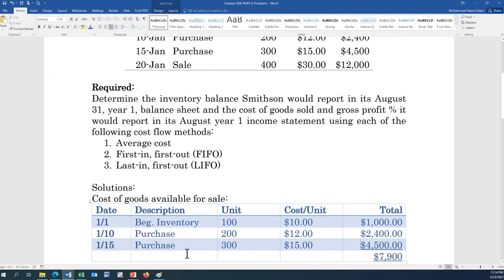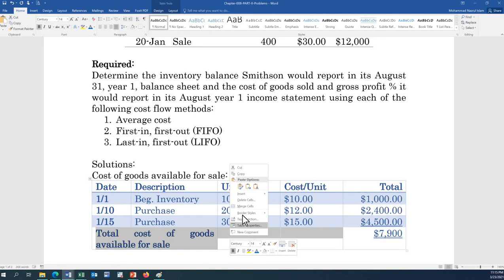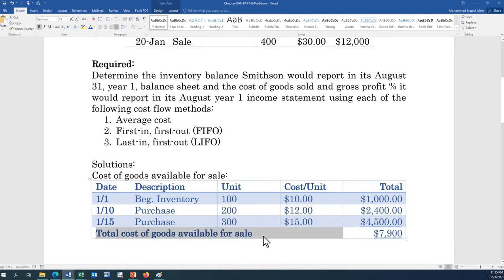Double bar. So the total cost of goods available for sale. We can merge all of them. Okay, so this is step 1.